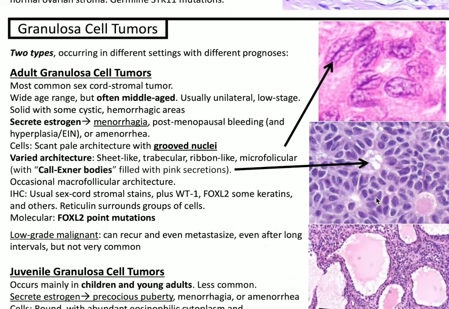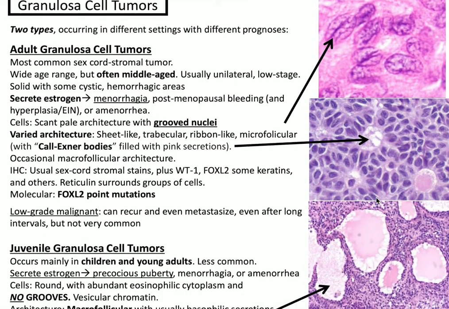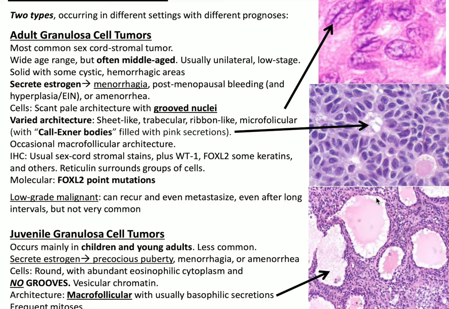Granulosa cell tumors. There are two types occurring in different settings with different prognoses. First, adult granulosa cell tumor. This is the most common sex cord stromal tumor. There's a wide age range, but often middle-aged. Usually unilateral, low stage, solid with some cystic hemorrhagic areas, and it secretes estrogen, and you'll have menorrhagia, or postmenopausal bleeding, and that can lead to EIN in the endometrium of the uterus.